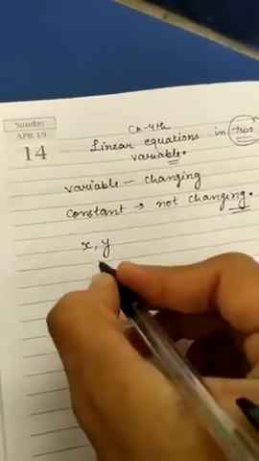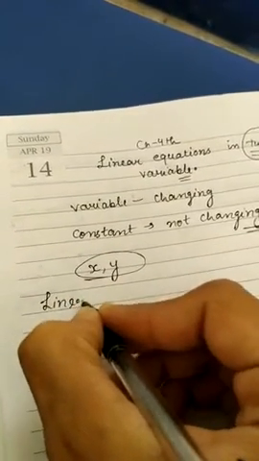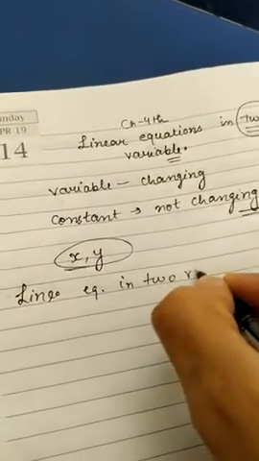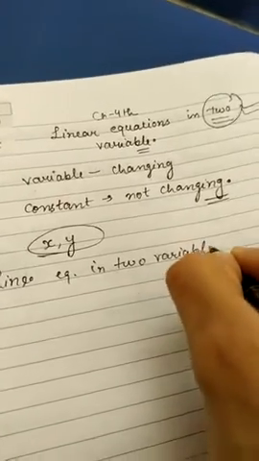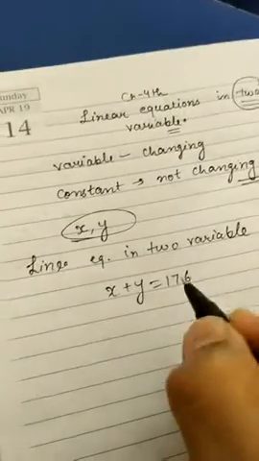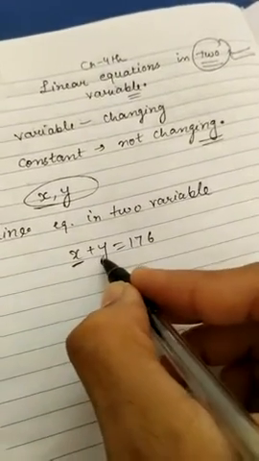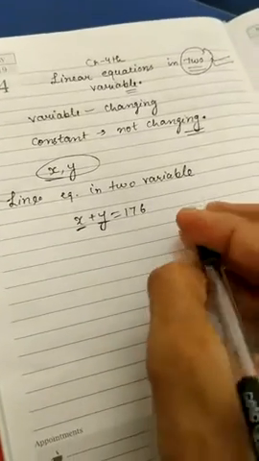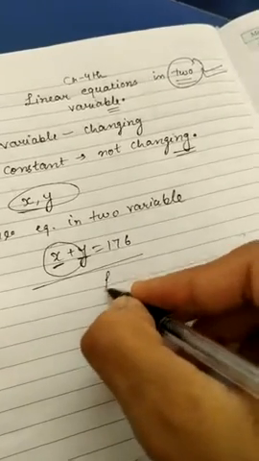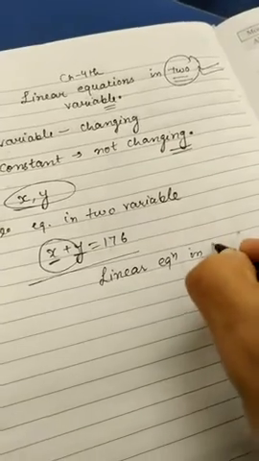An example of this type of equation, that is, a linear equation in two variables, is x plus y is equal to 176. In this equation we use x as a variable and y as a variable. So this equation is known as a linear equation in two variables.